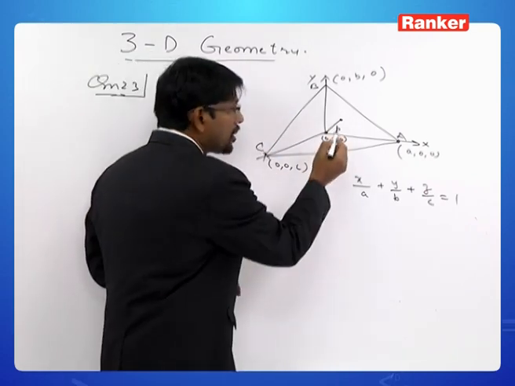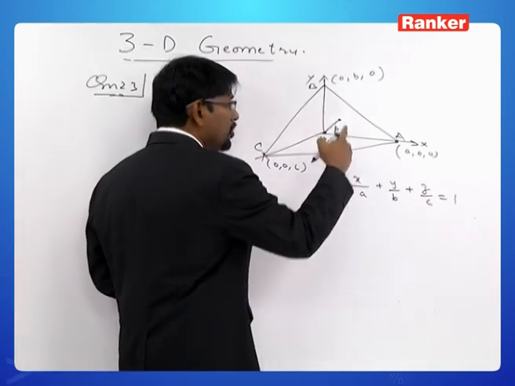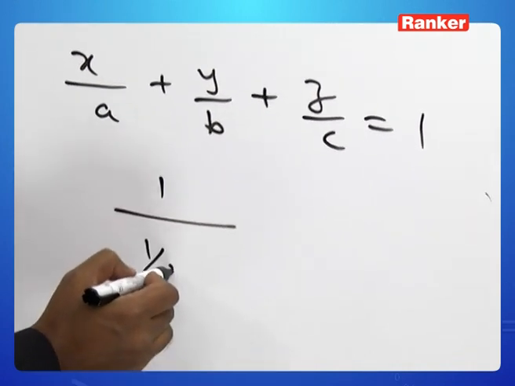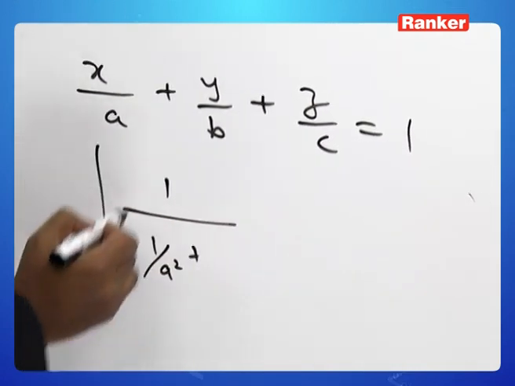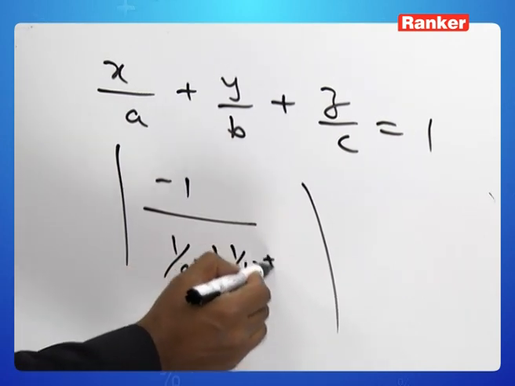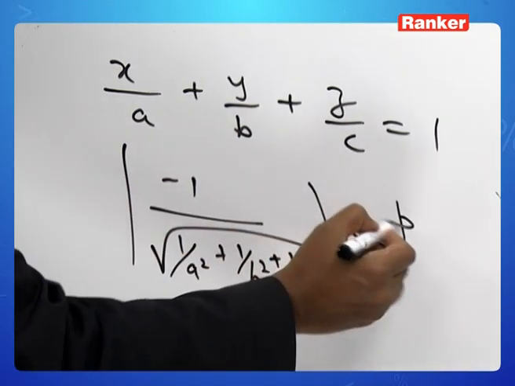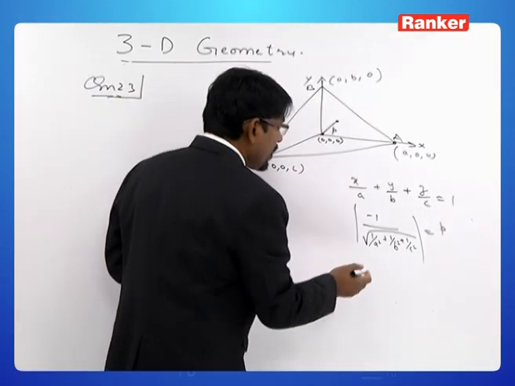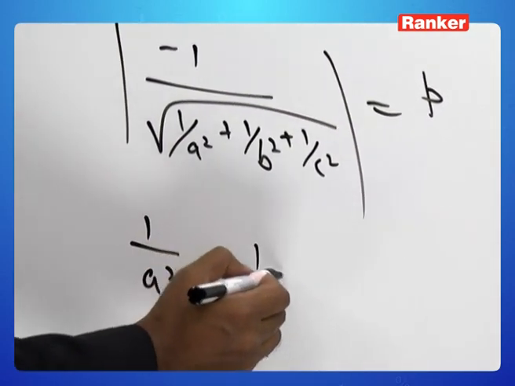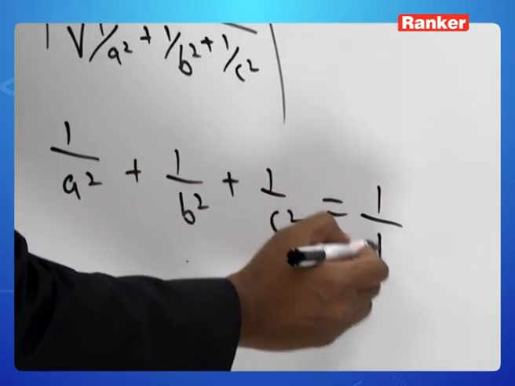Now we know that the perpendicular distance from origin to this plane is modulus of minus 1 divided by under root of 1 by a square plus 1 by b square plus 1 by c square, and that is given to be p. So we can write this as 1 by a square plus 1 by b square plus 1 by c square is equal to 1 by p square.